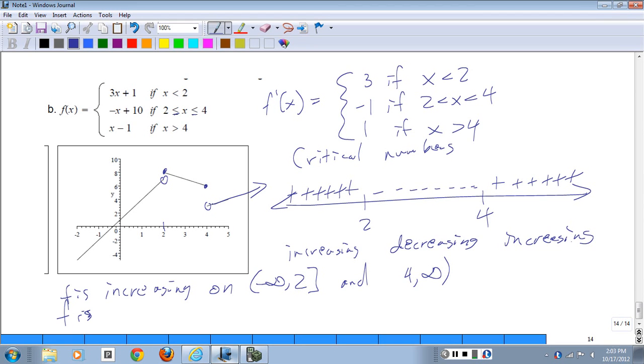F is decreasing on, can I include the 2? Yes. Well, actually, I guess this is an easier question, huh? Because it's solid dots on both sides. This is a lot easier than the others. I shouldn't act like it's a difficult question. I easily get those because it's continuous on that interval. So it's not a difficult question. It's more difficult when there's a discontinuity.